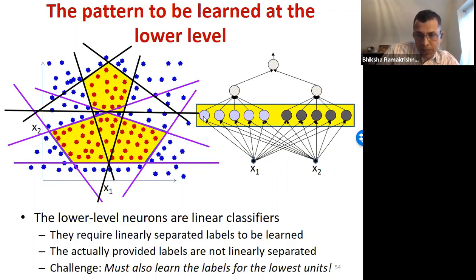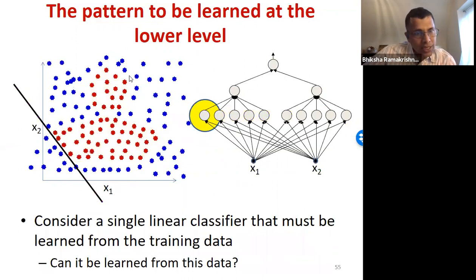Now, this one perceptron must learn this boundary in order to complete the pattern. The training data labels that we have are like so: the points inside the double pentagon, which are the reds, are labeled 1, and the points outside the double pentagon, which are the blues, are labeled 0. Can the perceptron learning rule learn this line from these points?